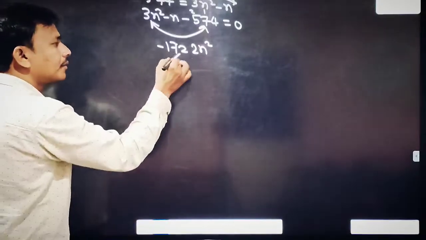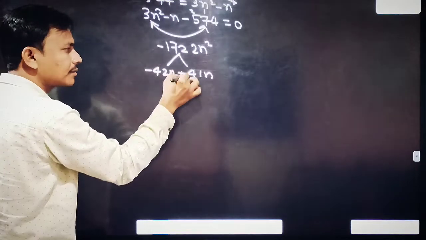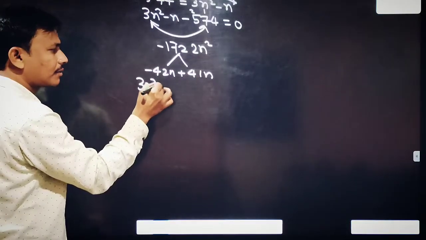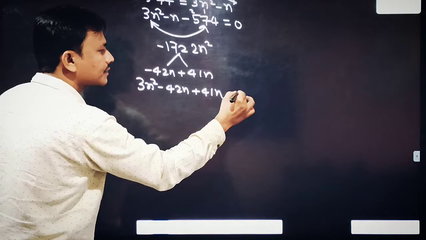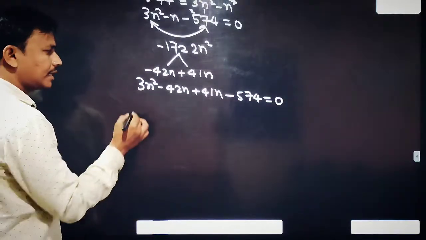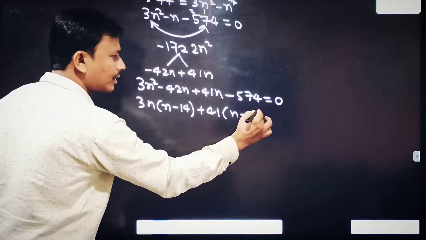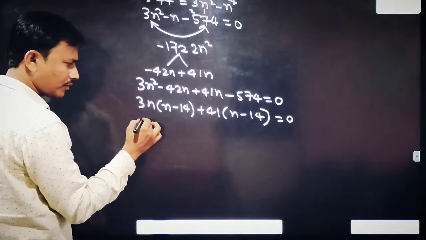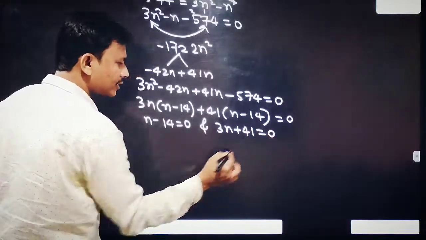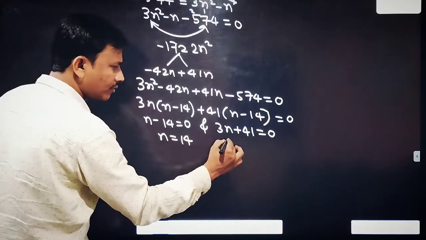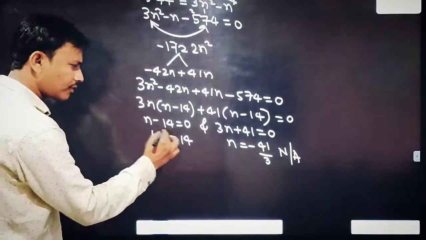Next, what do we get? 42n, 41n. Here minus is there, big number minus, small number plus. 3n square minus 42n plus 41n minus 574 is equal to 0. 3n in bracket n minus 14 plus 41 in bracket n minus 14 is equal to 0. n minus 14 is equal to 0 and 3n plus 41 is equal to 0. n is equal to 14. n is equal to minus 41 divided by 3, which is not applicable. Therefore, n is equal to 14.